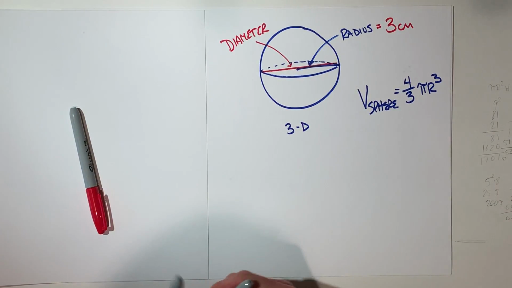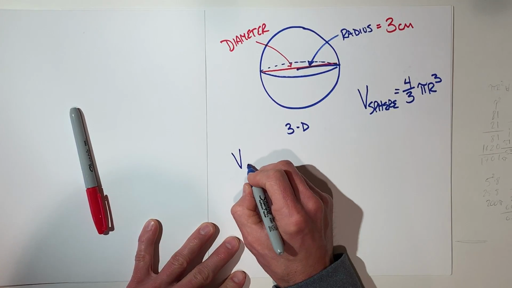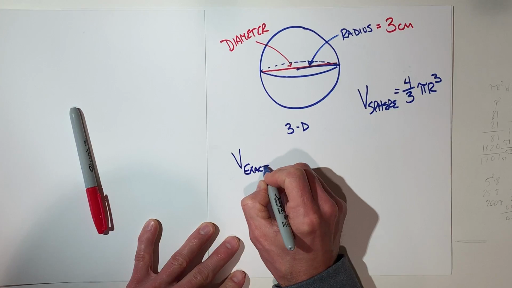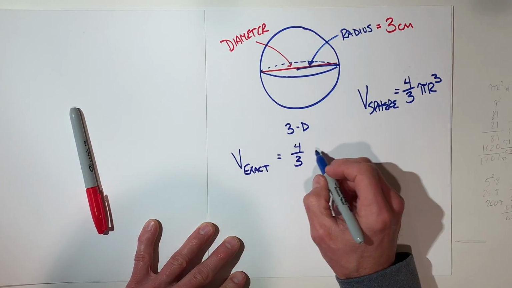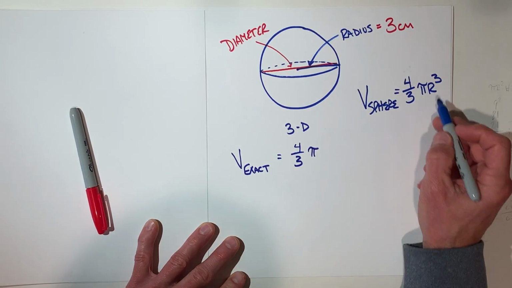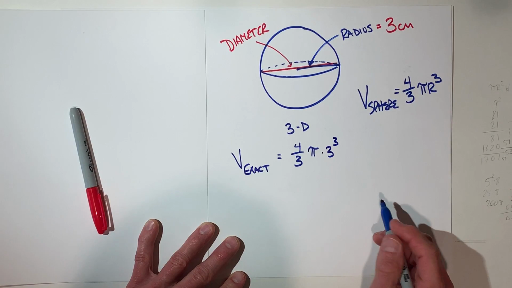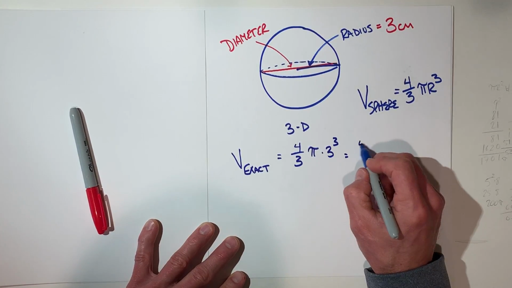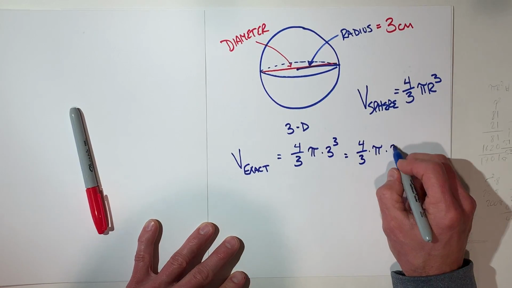All right, so let's calculate. Let's go with the exact first. Okay, so here we go. 4/3. Now it's pi, so we're going to use pi. Radius cubed, and radius is 3, so it's 3 cubed. So let's see. 4/3 times pi times 3 times 3 times 3 is 27.